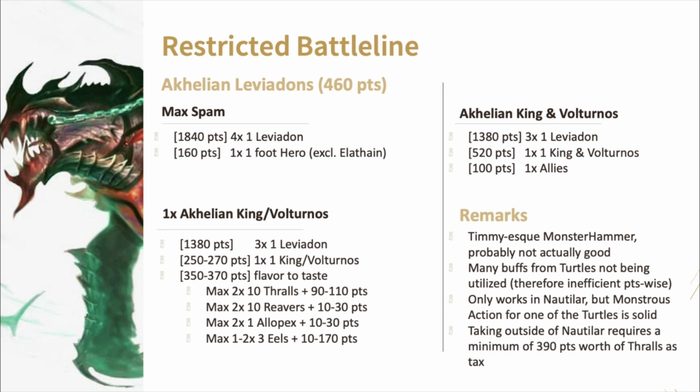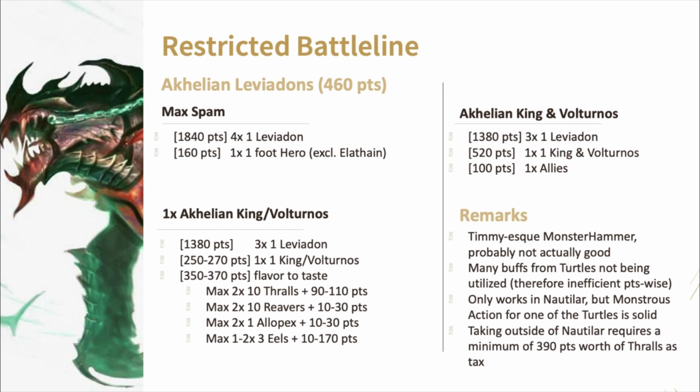So some remarks. It's a Timmy-esque monster hammer, and probably not actually good, but could be worth trying, and at least one of them is getting to use that Nautilus -3 rend ability, which is kind of cool. Plus, unlike heroic actions, monstrous rampages, each one of these is still getting to do one. So if you've got 3 in a list, you're getting one that's getting your extra rend, one that's doing stomp, and one that's doing roar. So not bad. And they have their own version of Stomp too, which is still Stomp, but it's a better, improved version of it.